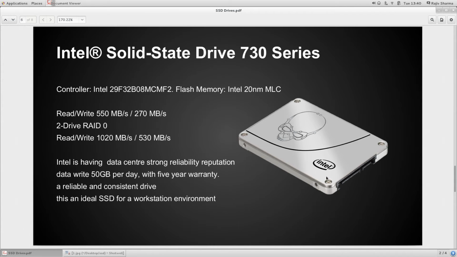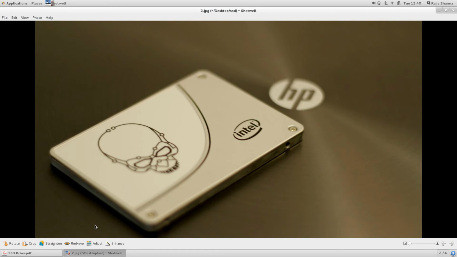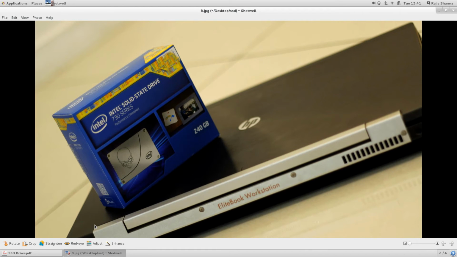There are many types of drives and many vendors who created solid state drives. First is OCZ, Kingston, Intel, SanDisk, Samsung. All these brands are available, but I will talk to you about two drives which I am personally using right now. This is the Intel 730. I'm actually using this in my laptop, and this drive is very good. Performance is very good. I'll show you the features of this drive. This is the Intel SSD which I'm using in my EliteBook.